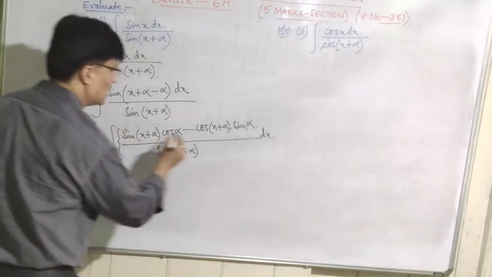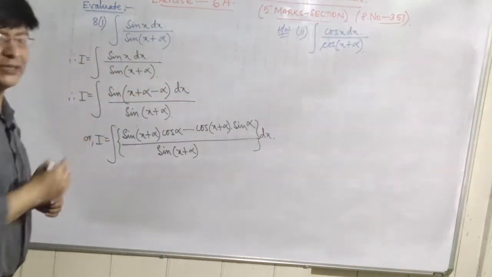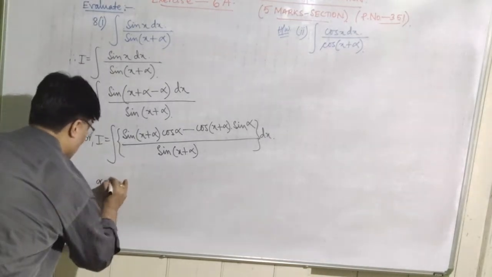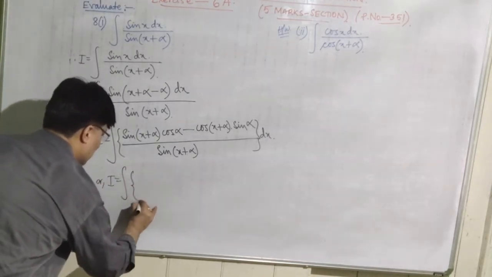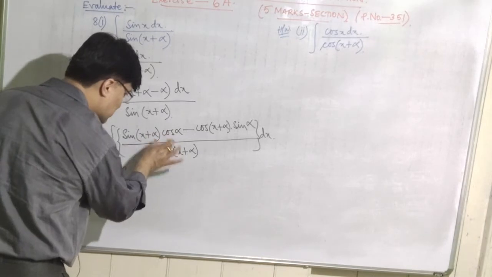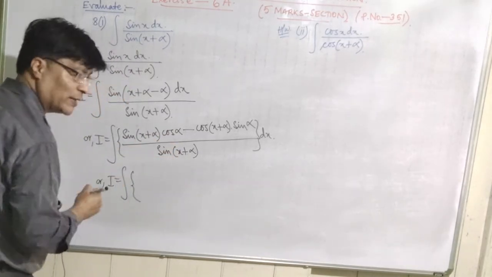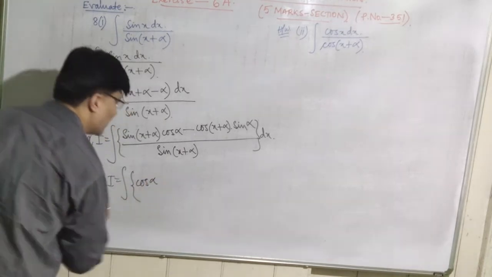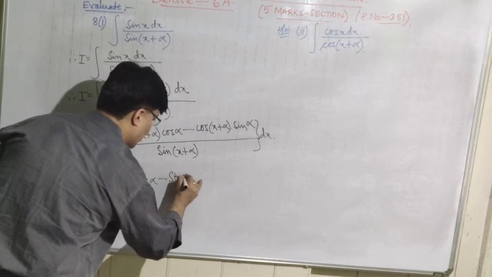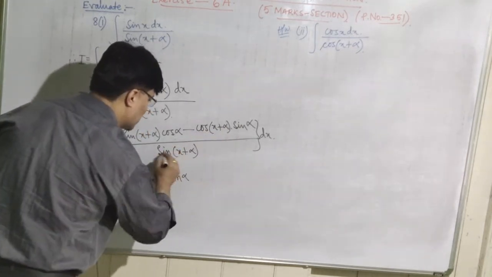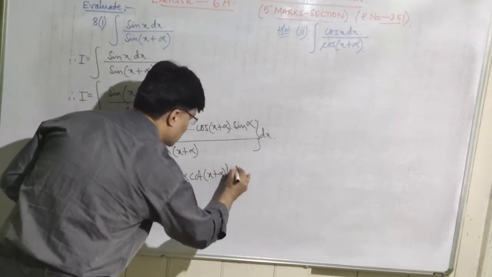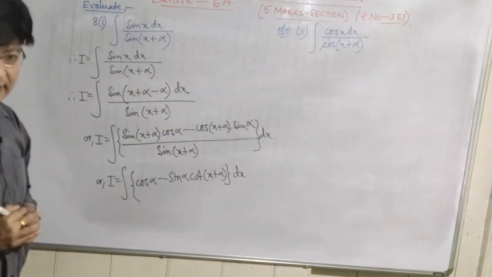So let us close it within second bracket. Let us write down this fraction within second bracket. Or I is equal to integral sine within second bracket. Let us separate the term here. This first term divided by denominator, this sine of x plus alpha will be cancelled. You will have only cos alpha. Then minus, this sine alpha is constant, right? Sine alpha. And what about cos of x plus alpha divided by sine of x plus alpha? This is your cot of x plus alpha. Second bracket closed. Then you can write dx.